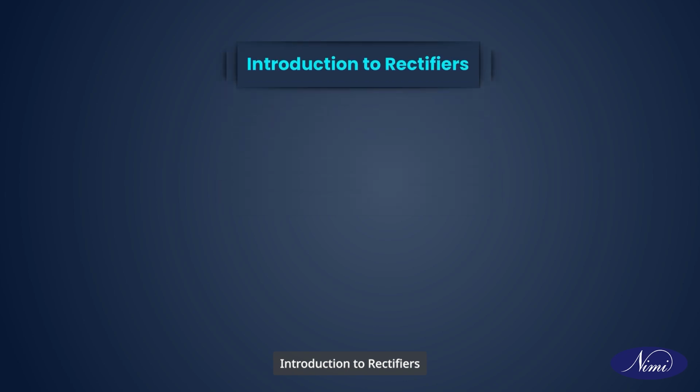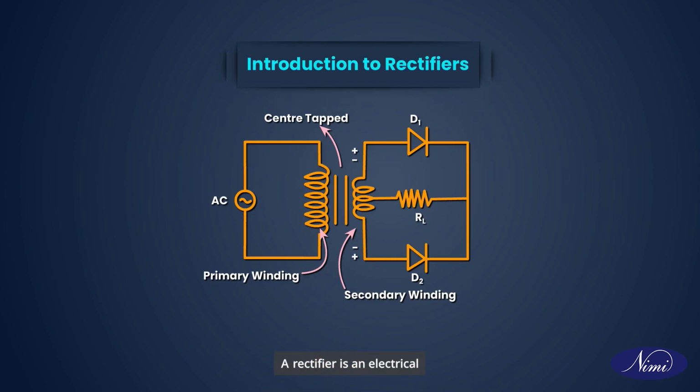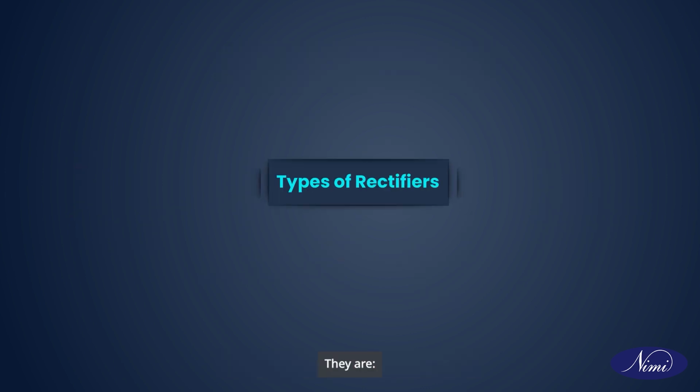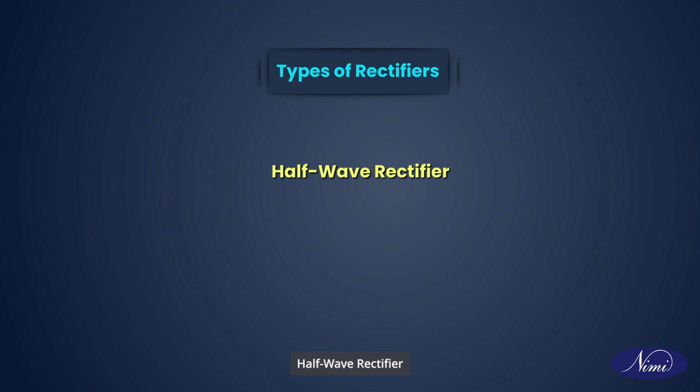Introduction to rectifiers. A rectifier is an electrical device comprised of one or more diodes that allow the flow of current only in one direction. It basically converts alternating current into direct current. Let's see the different types of rectifiers. They are half-wave rectifier and full-wave rectifier. Let's see each of these in detail.